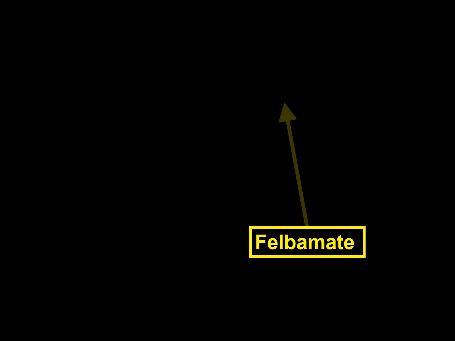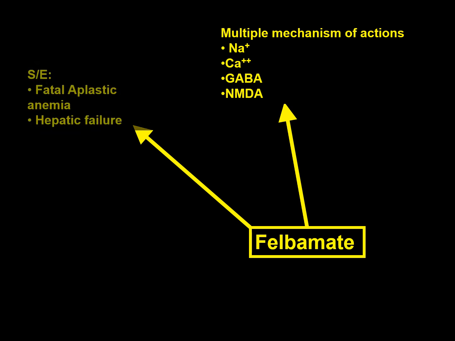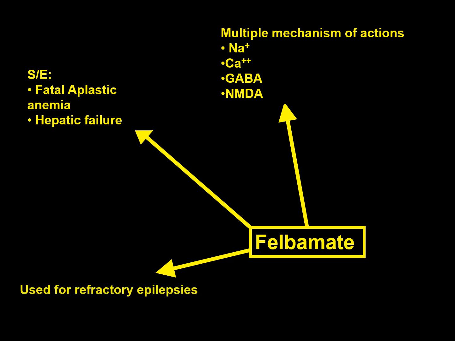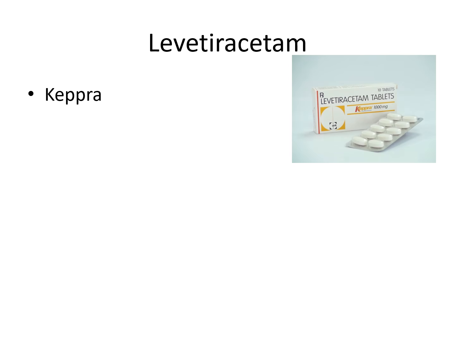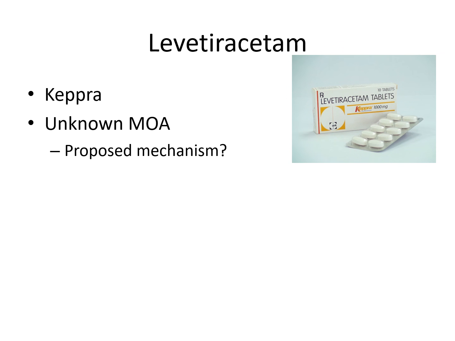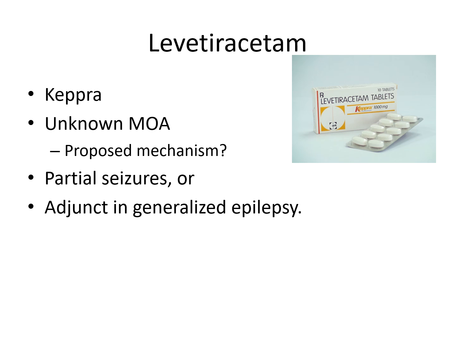Let's talk about felbamate. Felbamate is a drug that has multiple mechanisms of action. Major side effects are fatal aplastic anemia and hepatic failure, and it's used in refractory epilepsy. Another drug which I did not put in the list before is levetiracetam, or the trade name is Keppra. Keppra has an unknown mechanism of action, but there is a proposed mechanism of action you can read in the book or literature. It's used in partial seizure or as adjunct in generalized epilepsy. Side effects include, of course, dizziness and somnolence, where the patient may feel sleepy, so maybe it produces some sedation. Please look at its side effects in the literature.